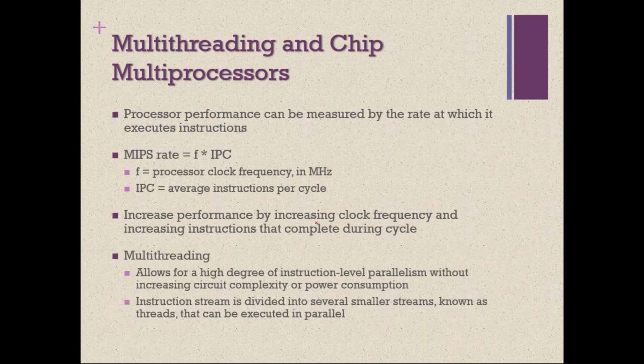Improving the performance can be either by increasing the clock frequency or by increasing the number of instructions that complete during a cycle. Okay, right. And what is multi-threading? Multi-threading allows a high degree of instruction level parallelism without increasing the circuit complexity or power consumption. Okay, but ultimately what we want to do is improve the performance of the processor.